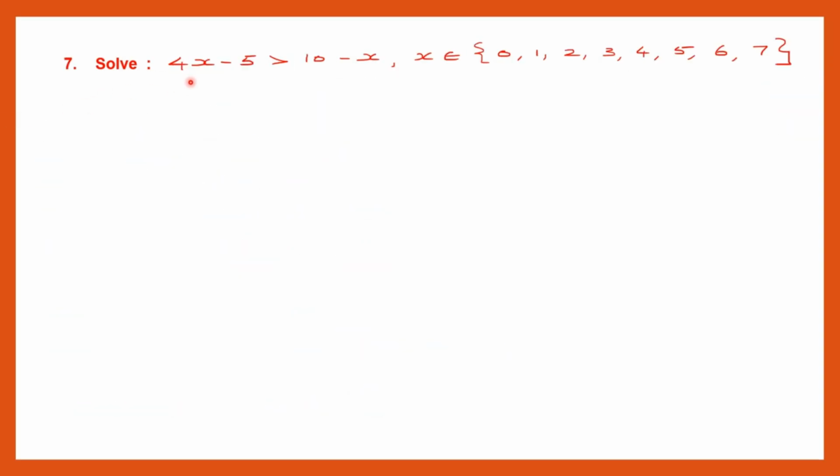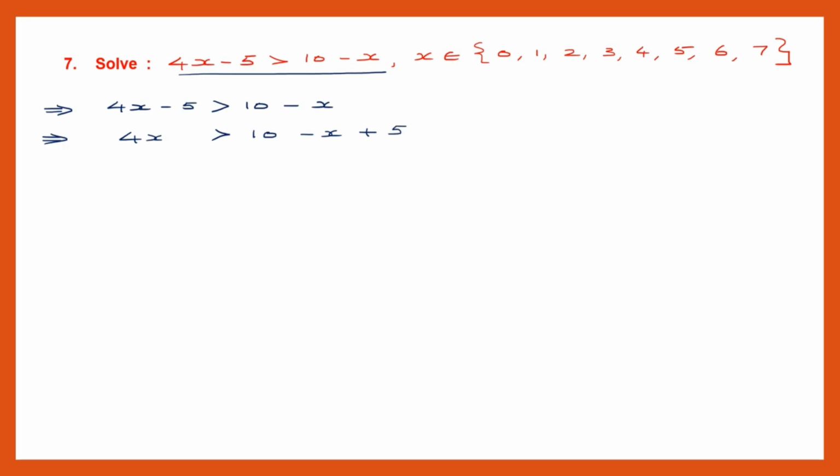Question 7. 4x minus 5 is greater than 10 minus x and x belongs to all these numbers here. So we need to keep that in mind. So let's solve this part here. That is 4x minus 5 is greater than 10 minus x. So here first thing we'll do is we'll leave the 4x here and on this side we'll say 10 minus x plus 5.